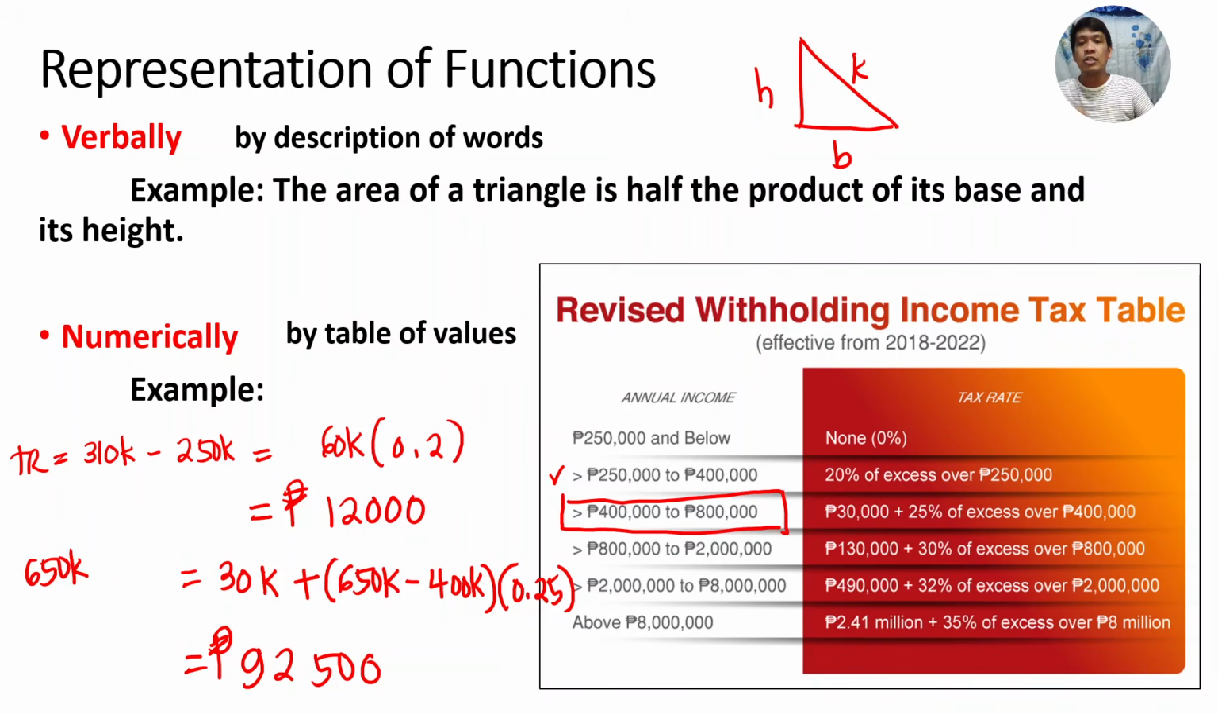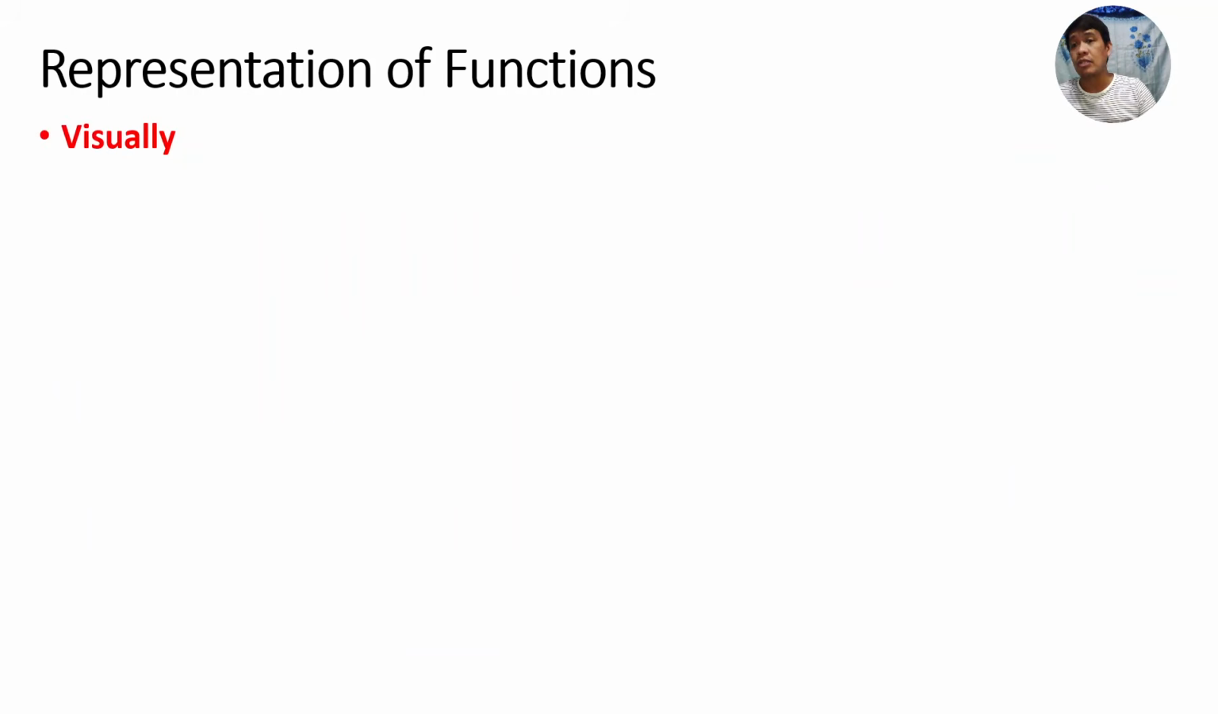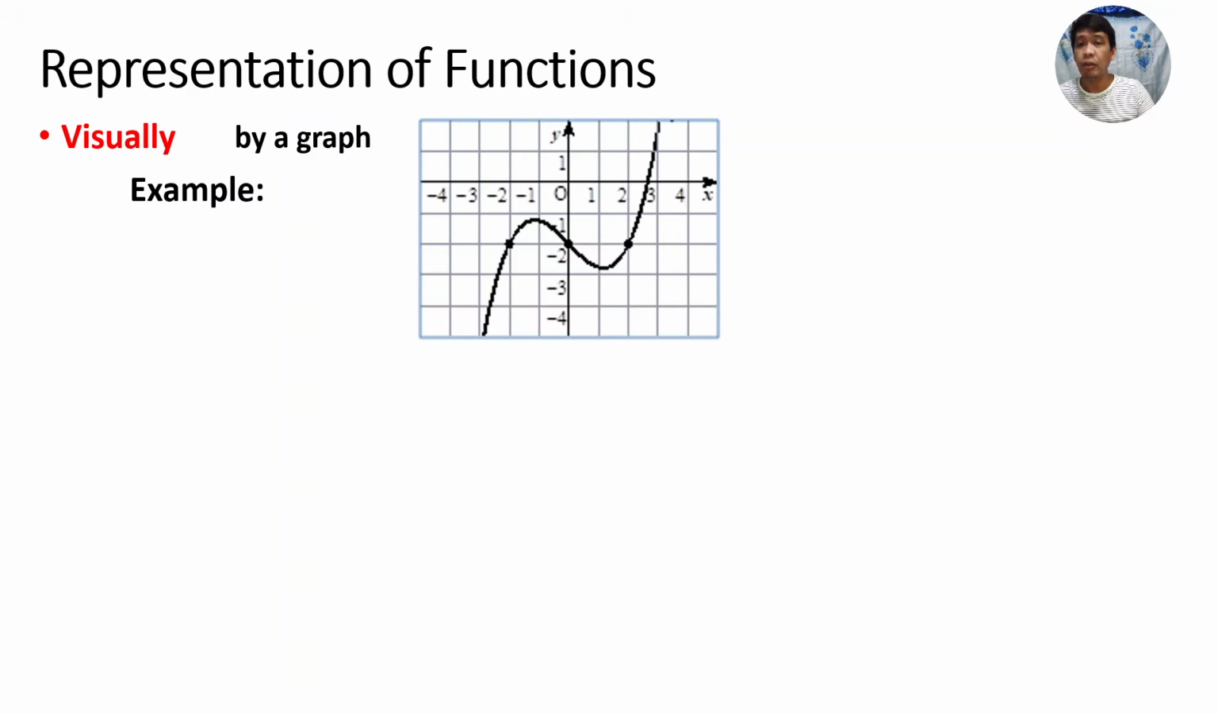So that is our revised withholding income tax table. So with this table, nalaman na natin kung paano ang computation ng tax ng isang empleyado or ng isang mamamayang Pilipino na employed. So, punta tayo sa ikatlo. So, ang ikatlo ay visually. So, visually, gamit ang graph. So, isang example natin dito.